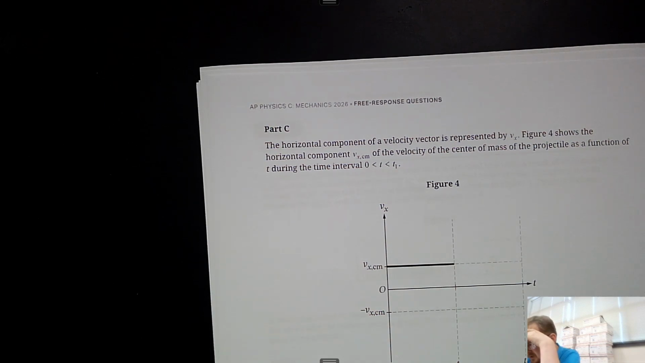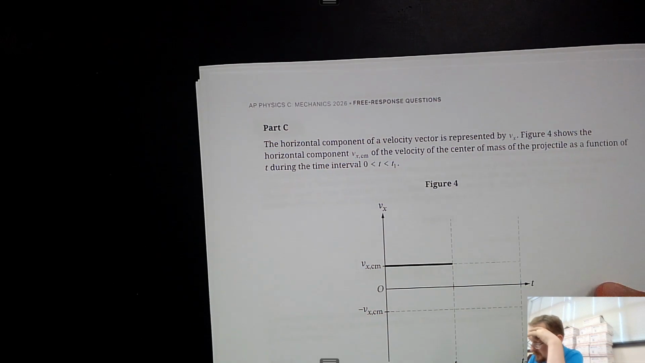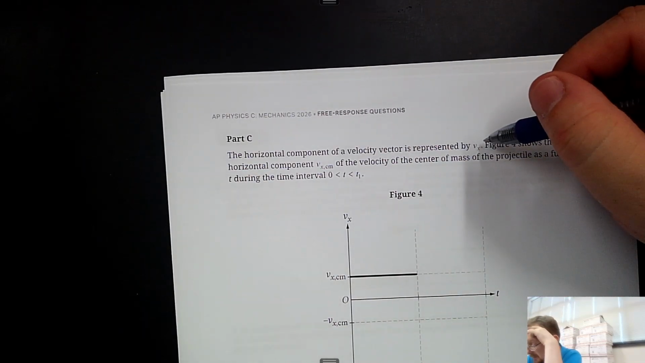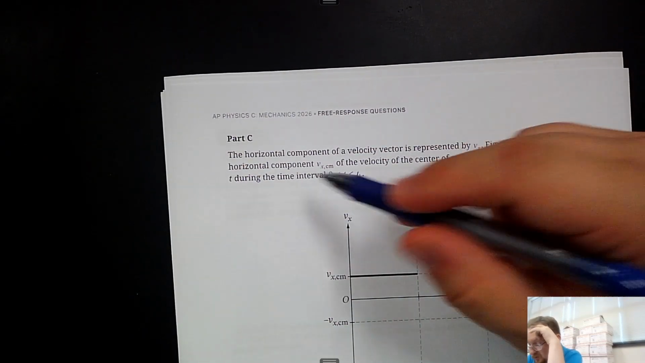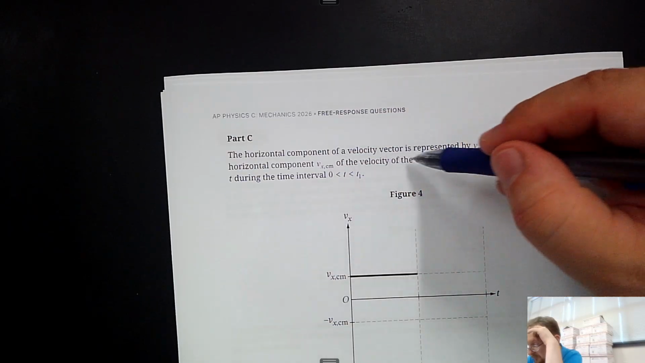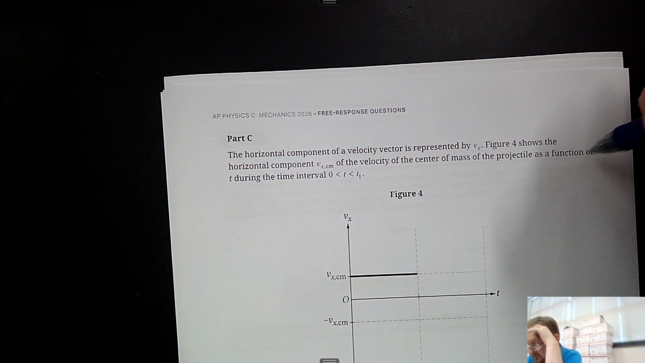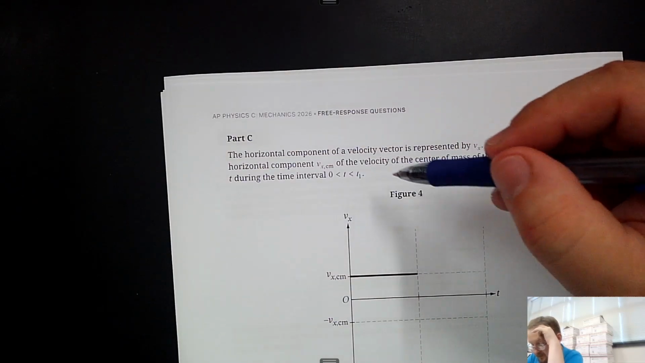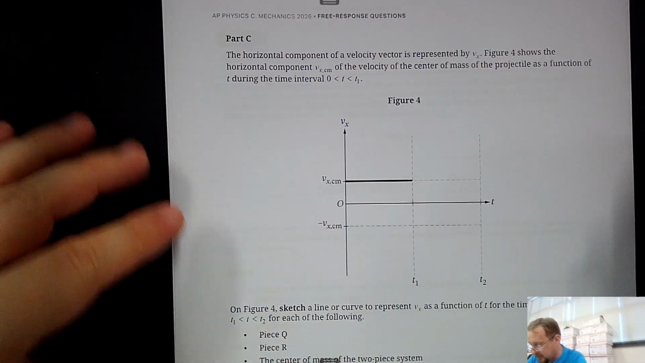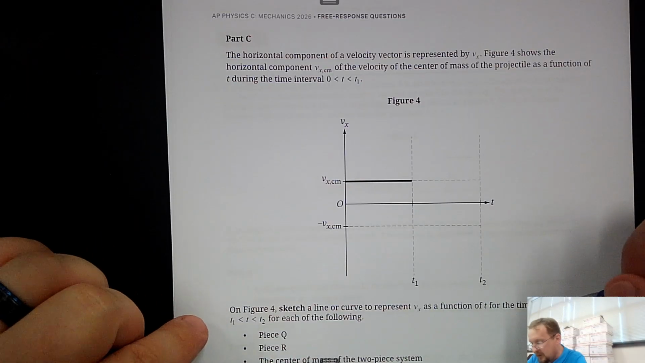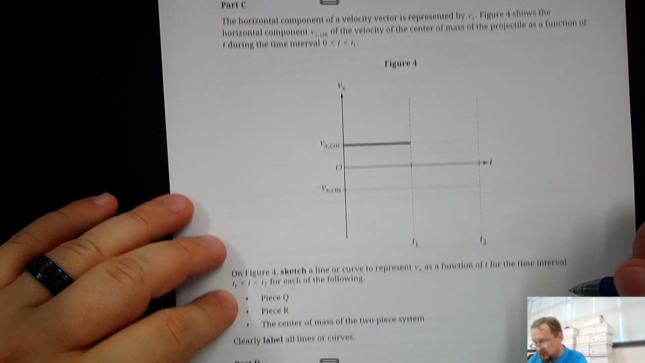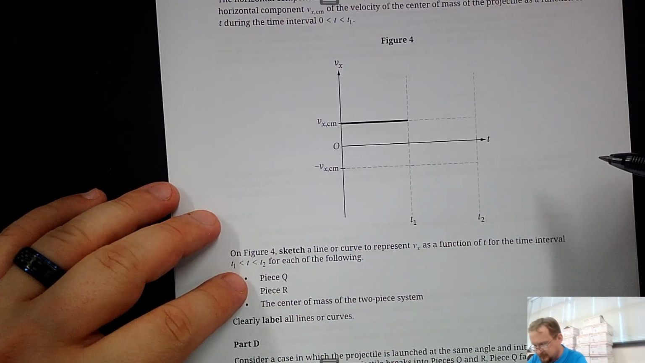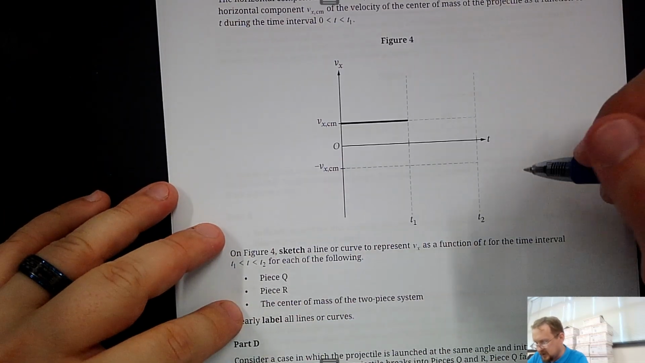Okay, the horizontal component of a velocity vector is represented by Vx. Figure 4 shows the horizontal component Vx cm of the velocity of the center of mass of the projectile as a function of time. During this interval, on Figure 4, sketch a line or curve to represent Vx as a function of t for the time interval for each of the following. All right, so we need to label.